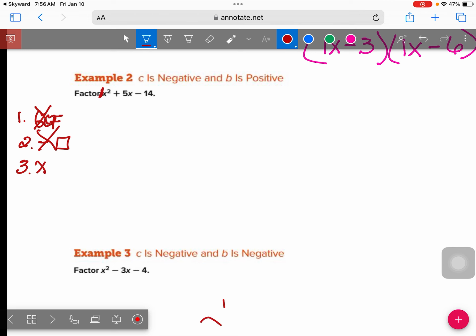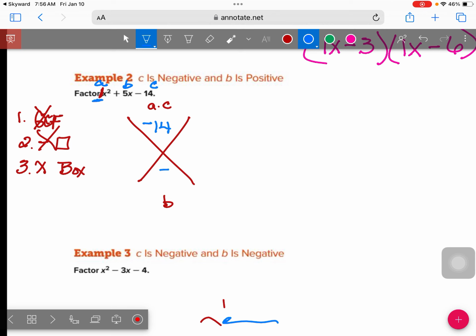3 is what we call the x box. So you draw an x. You want A times C at the top and B at the bottom. Your A, this is in standard form, which I don't think I said before. A is 1. 1 times your C value, your constant, is negative 14. Your B value, because this is ax squared plus bx plus c, or minus c, your B value is 5. So you are looking for two factors that multiply to give you negative 14 and add to give you 5.